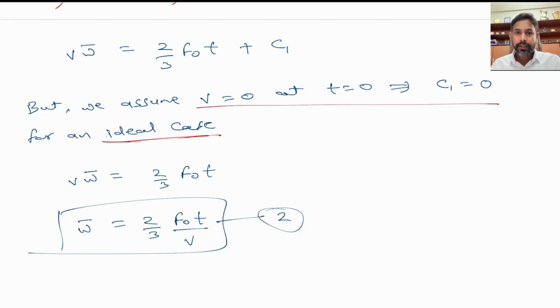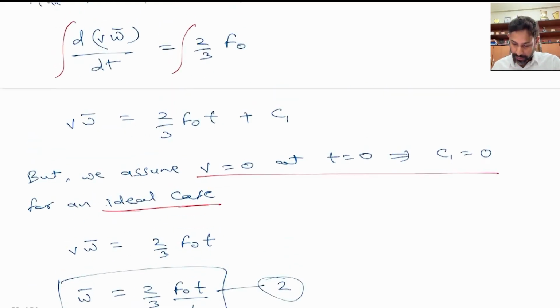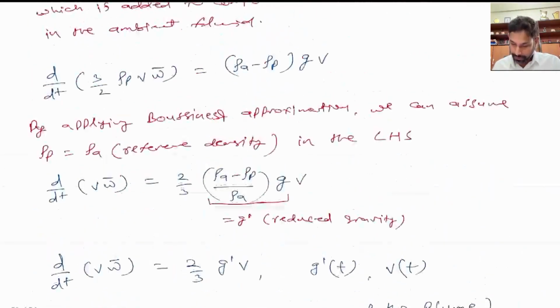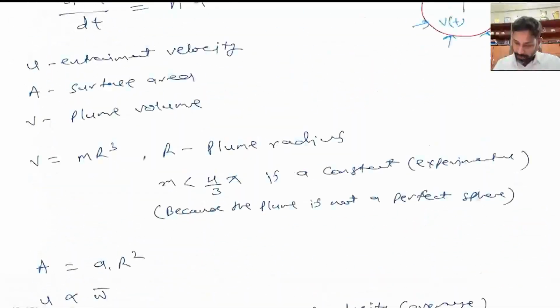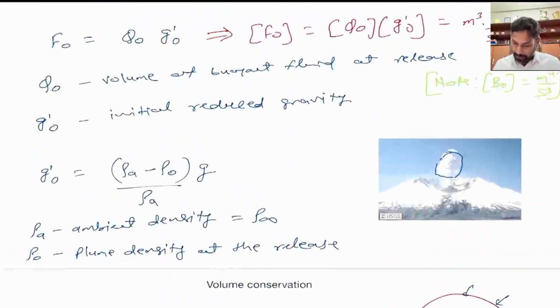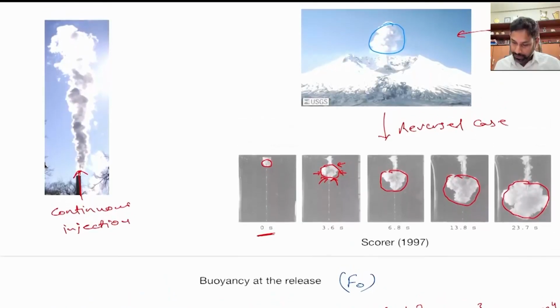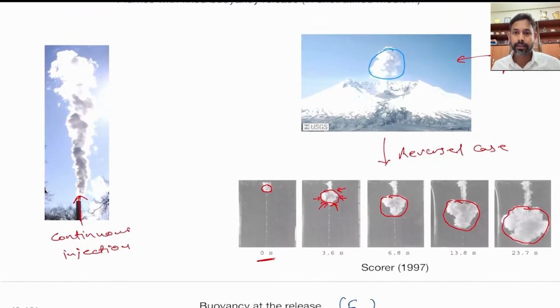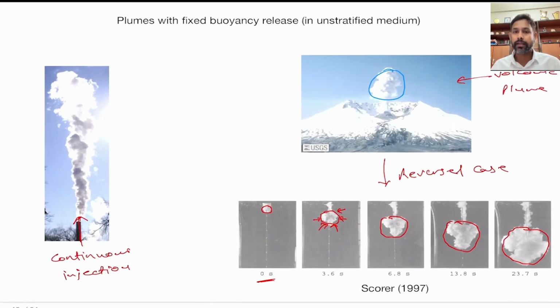So currently we are considering a plume with fixed volume release, or fixed buoyancy release, as we checked in the previous lecture, which in reality looks something like this, right? So we are assuming a fixed buoyancy, which has fixed volume and fixed reduced gravity, that is released, and it's not a continuous release, right? So that is released at once, and that now goes up or goes down depending on the density difference.